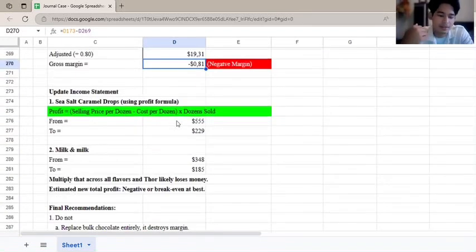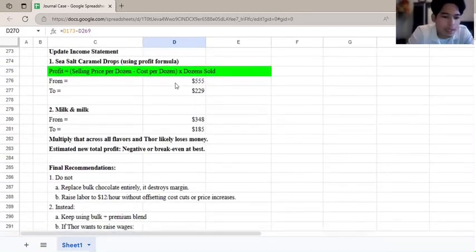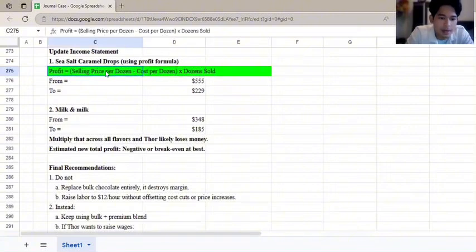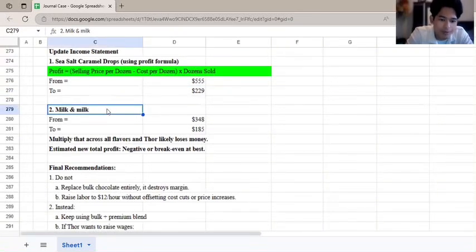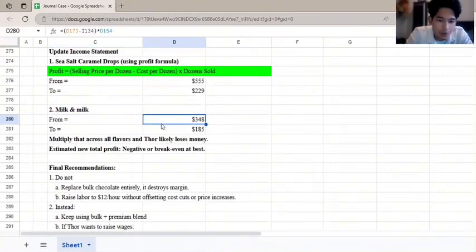Next. Now we're going to talk about the updated income statement. Here, the profit for the sea salt caramel drops from $555 to $229, and for the milk it drops from $348 to $185.